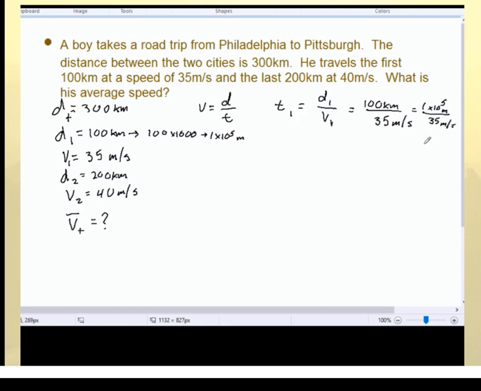Look what's going to happen to the units there. The meters are going to divide out, and what I'm going to be left with is seconds over 1, or 1 over seconds in the bottom, which is the same thing as just seconds. So let's see, 100 times 1,000. Okay, and I get 2.85 times 10 to the 3rd.